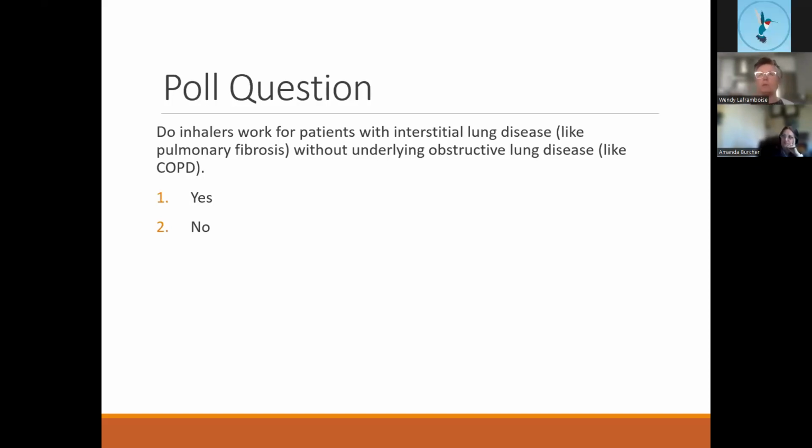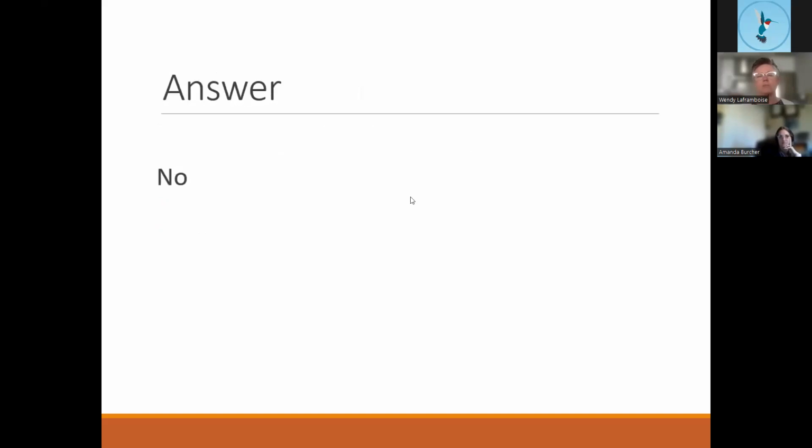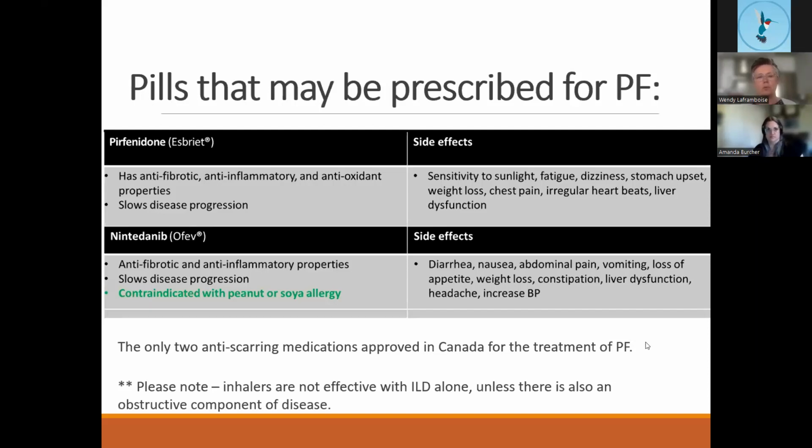the pulmonary rehab unit, they expect that everybody that's admitted to pulmonary rehab should be on puffers. But interestingly enough, patients with pulmonary fibrosis, because it's not an obstructive lung disease, if they do not have underlying COPD, which some patients do, puffers are not effective for this patient population. There are, however, 2 medications that are approved in Canada for pulmonary fibrosis, and those are Respiratory and OFEV.